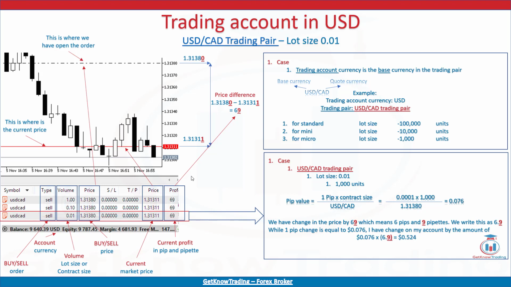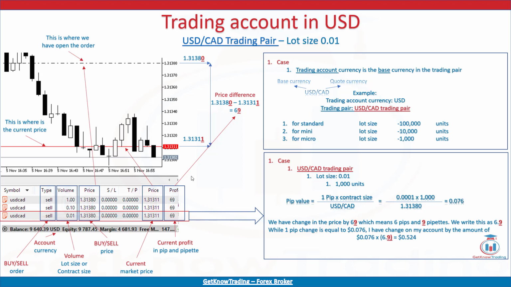Here is the formula for how to calculate that. So in a case when we have micro lot size 0.01, the pip value is equal to 1 pip multiplied by the contract size divided by the current price of USD CAD.